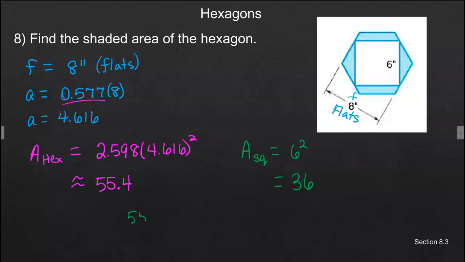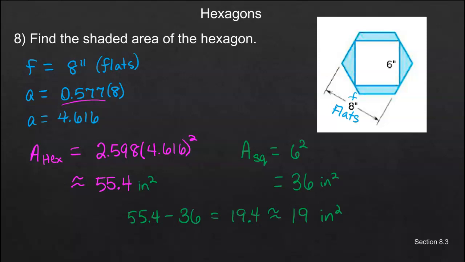So 55.4 minus 36 is 19.4. If we round that to a whole number, it's 19 square inches. And I'm going to go ahead and label both of these too, so you don't think that I'm just slacking off. But it's always good to think of a plan.